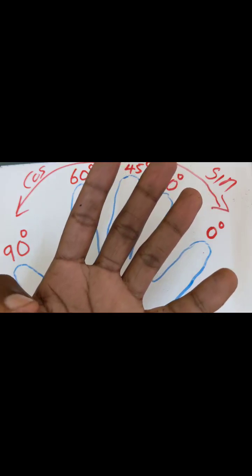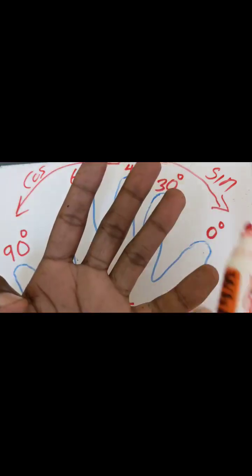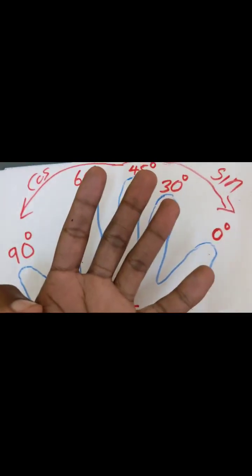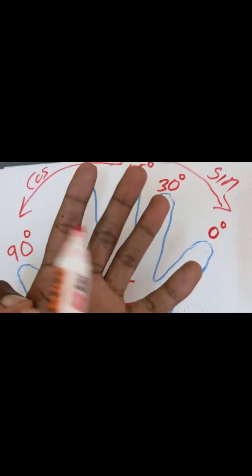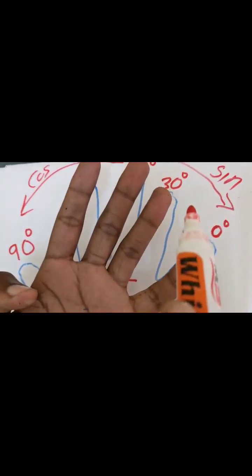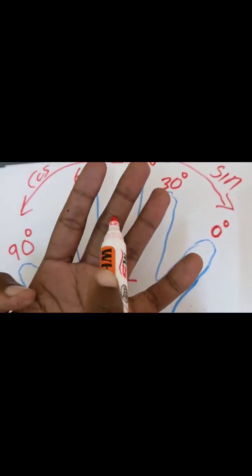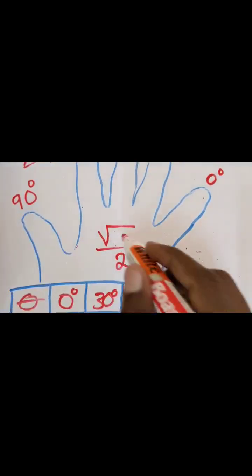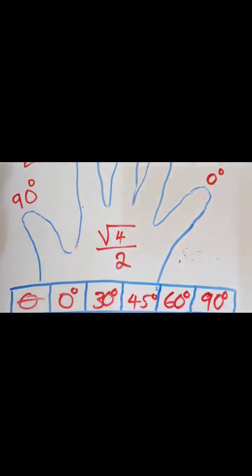We are trying to find sine. We said that sine is going this side, to the right, all right? So for sine, how many fingers left? We have 1, 2, 3, 4, okay? So we are going to put 4 here.